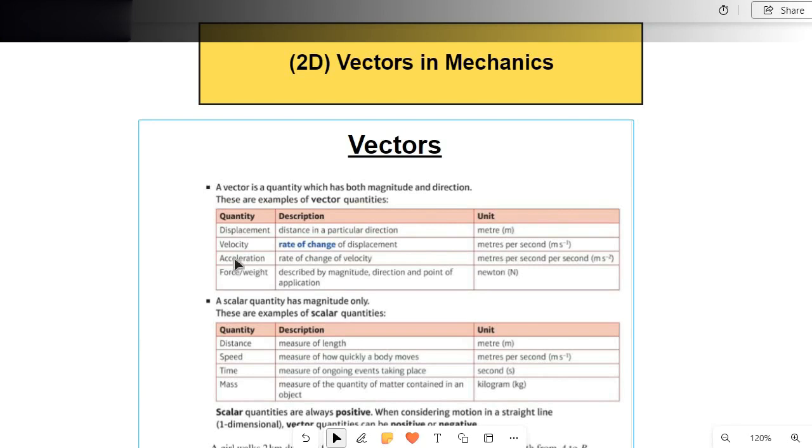Similarly, we have acceleration, which is the rate of change of velocity, or the gradient of the velocity versus time graph, whose unit is meters per second squared. We have force or weight, described by magnitude, direction, and point of application, whose unit is Newton.